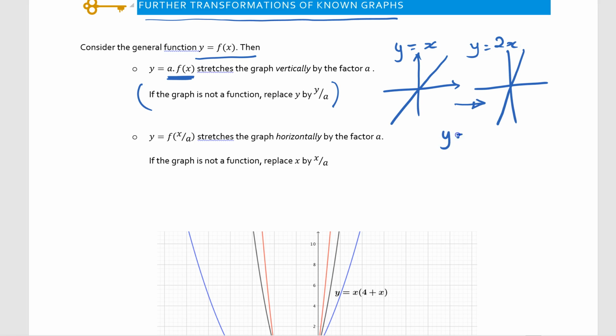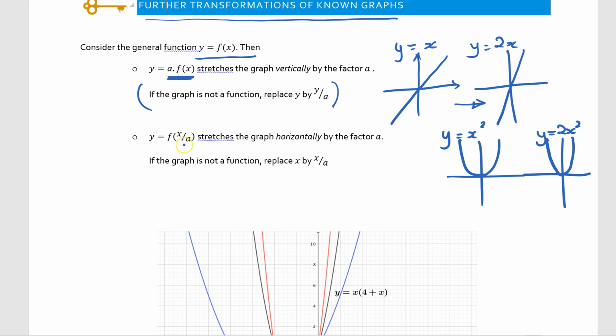Think about it maybe with a parabola as well. Here's y equals x squared, like a simple parabola. There's y equals x squared. What does y equals 2x squared look like? Well, it looks like this graph, except it's narrower. That's how we described it before. And it's narrower because we've effectively stretched the graph vertically by some factor.